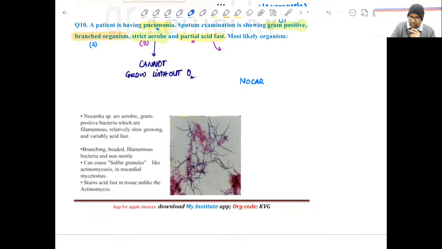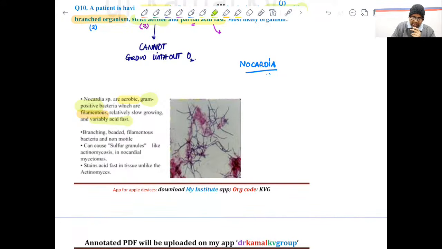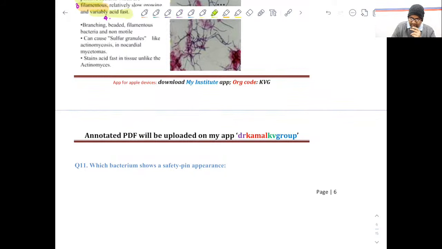very suggestive of Nocardia. So Nocardia is aerobic, gram positive, filamentous, that is branching, and partial acid fast. So this all description suggests Nocardia. So right. So please remember this. All these features of Nocardia, a causative agent for pneumonia. Right.